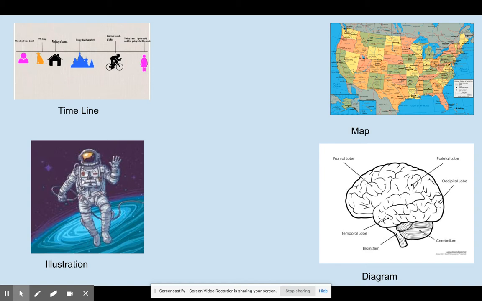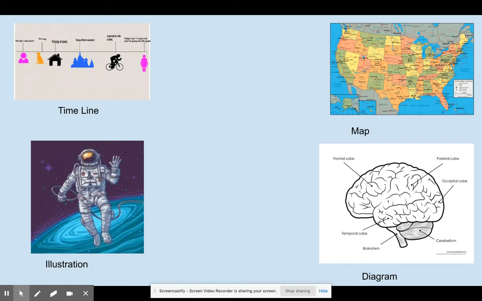They go in order: first, and then after that, second, third, fourth, fifth. So you could even do it about yourself. Maybe you could show a timeline of events about your character and what they're going through with the problem and their solution. The next one is a map.